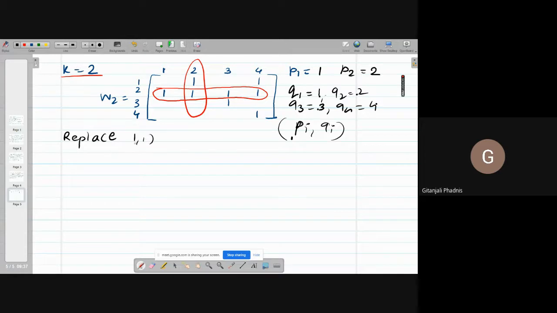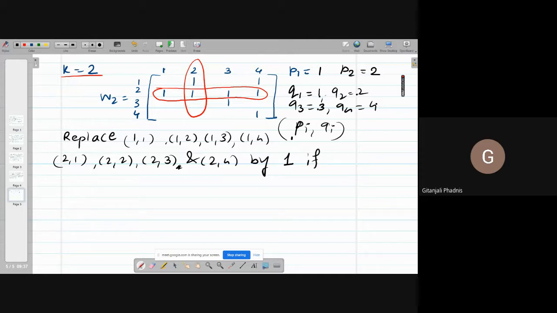So replace 1 1, 1 2, 1 3, 1 4, 2 1, 2 2, 2 3 and 2 4 by 1 if they are not 1 in W1. Correct? Are you getting the point? Yes, ma'am. So these values 2 1, 2 2, 2 3, 2 4 are already 1.